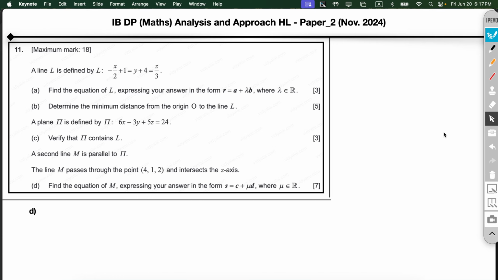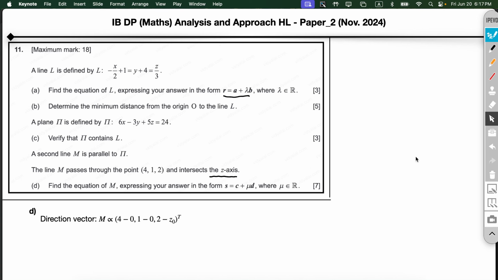In the next part, it says that a second line M is parallel to pi. The line passes through the point with x, y, z coordinates 4, 1, 2 and intersects the z-axis. Find the equation of M expressing your answer in the form r equals C plus mu D, like before here.